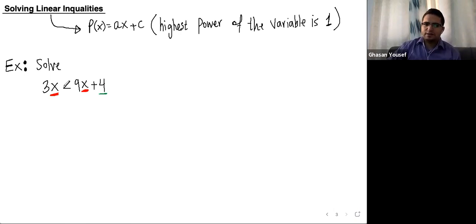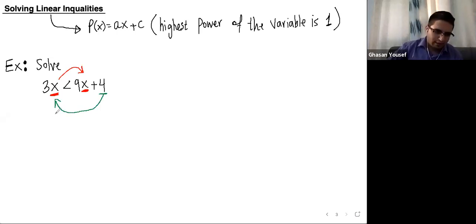This is correct. So here I can subtract 3x from both sides. I will move the 3x to this side, and also I'm going to move the number 4 to this side.